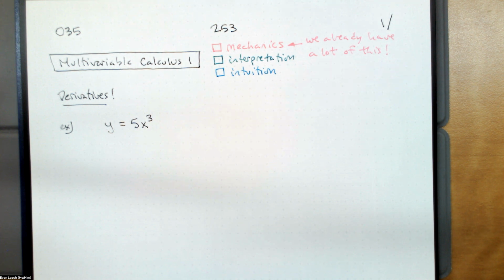15x squared. We do nx to the n minus 1. That was our first derivative shortcut way back in Calc 1. Set the Wayback Machine to the halcyon days of Calc 1 when life was simple. You learn the definition of the derivative, and it feels like algebra because it was a lot of algebra. And then the next week, your instructor says, oh, nx to the n minus 1, and you're like, why didn't you tell us this in the first place?